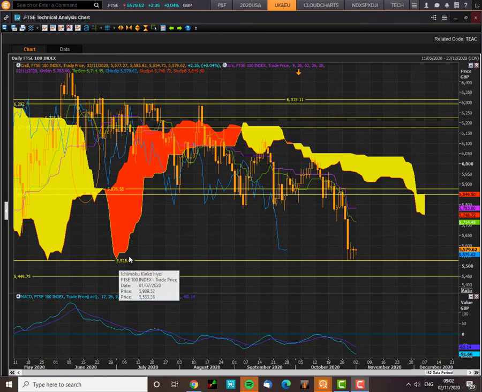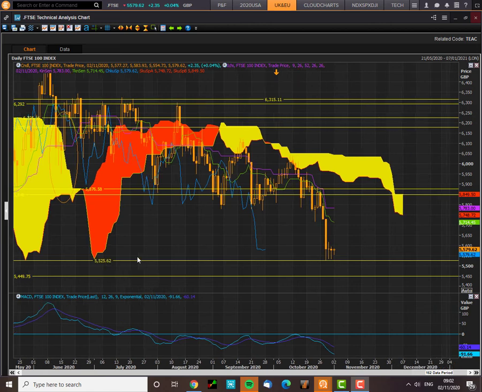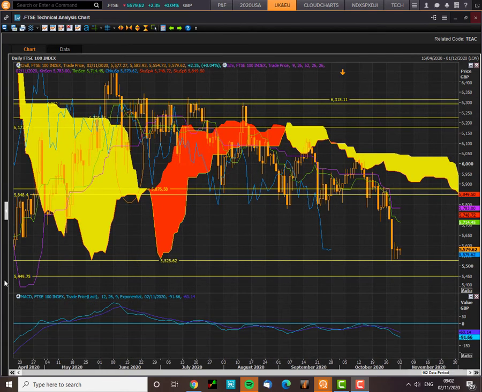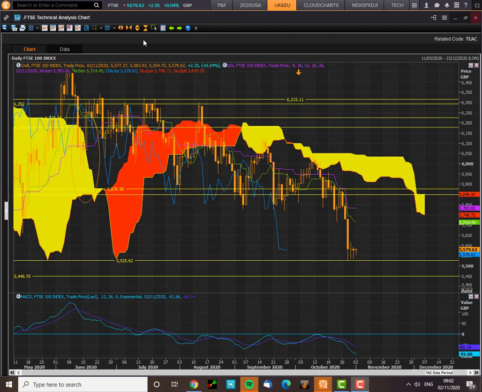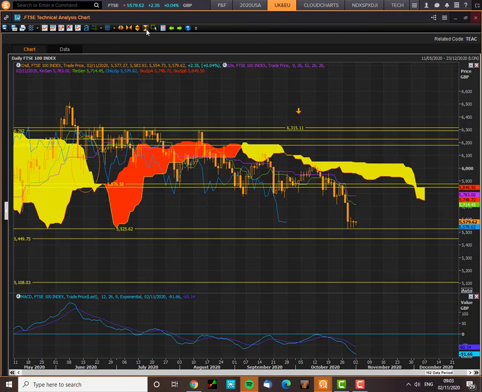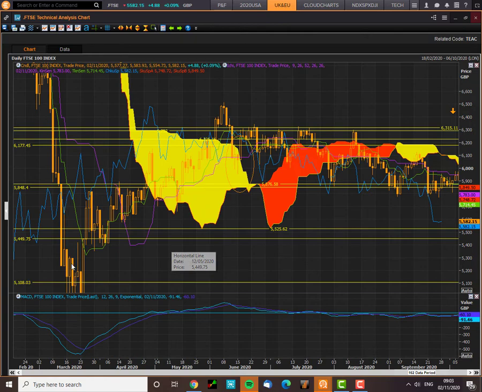So we're watching these levels very closely this week to see if we're going to get good volume buying coming back into the FTSE. And if the volume fails and we don't get enough buyers, we're going to go back down to 5449, and that's the next support level to look out for on the FTSE. And the next one is 5108. These levels come from previous lows.